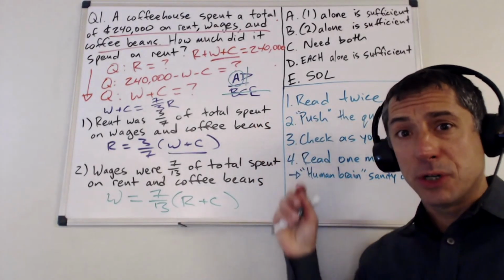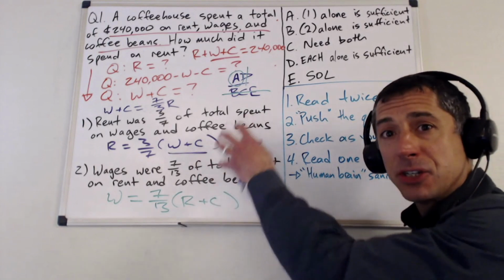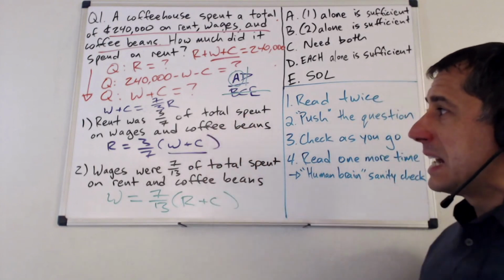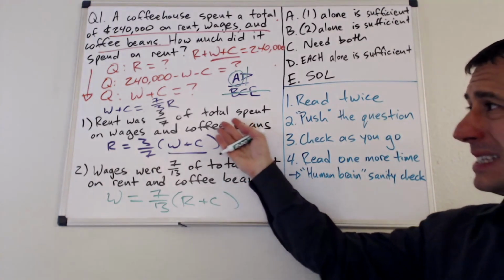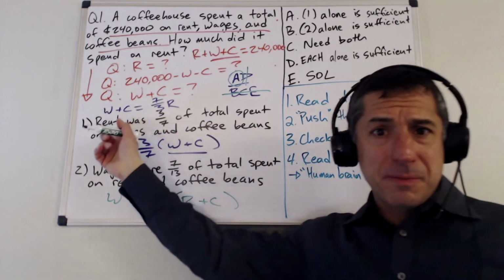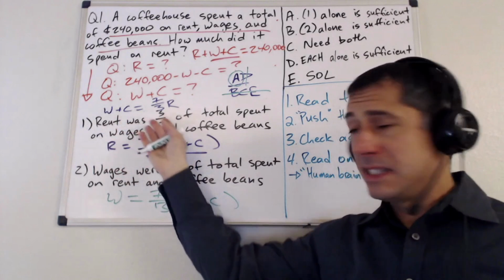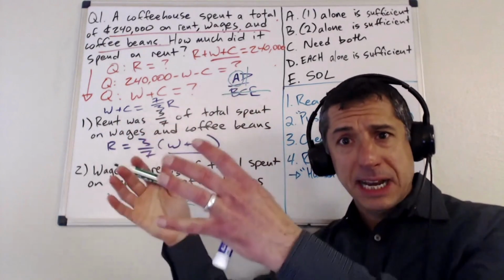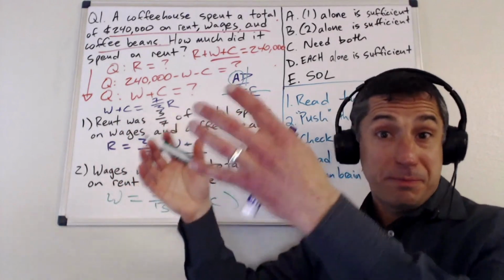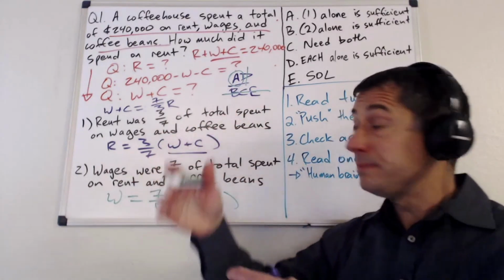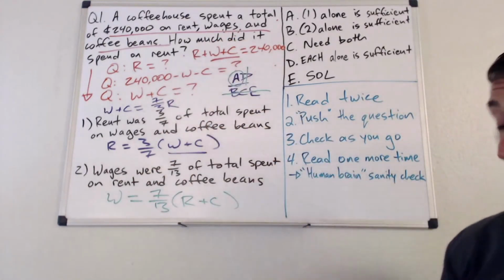Always read twice, always push your question, check your work as you go, make sure you're not making a silly error. One more sanity check in the end. Does this actually make sense? And sure, it makes sense. Hey, if I know that rent is 3/7 of the total spent on everything else, then I know the percentage that rent was of the total, and off I go. I can solve this. Fantastic.